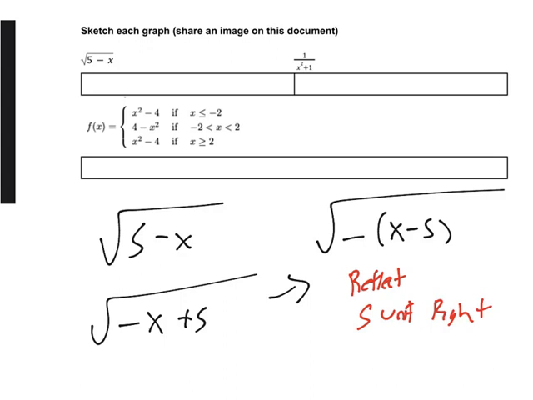Okay, so all that is going to be the graph of y equals the square root of x, which is this. It's going to be 5 units to the right, which is this, and then it's going to actually go the opposite direction. There. Okay, next up we got 1 over x squared plus 1.